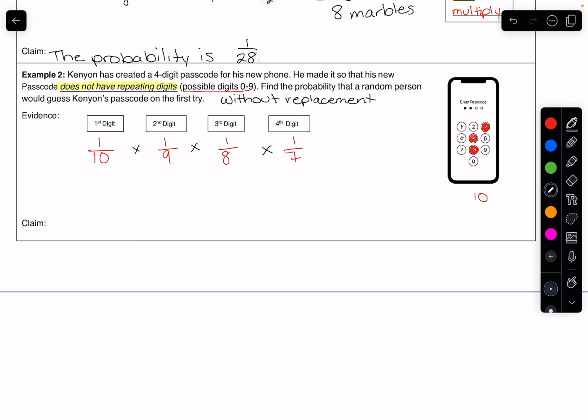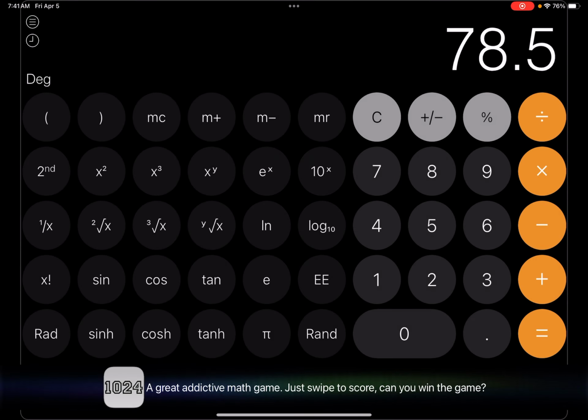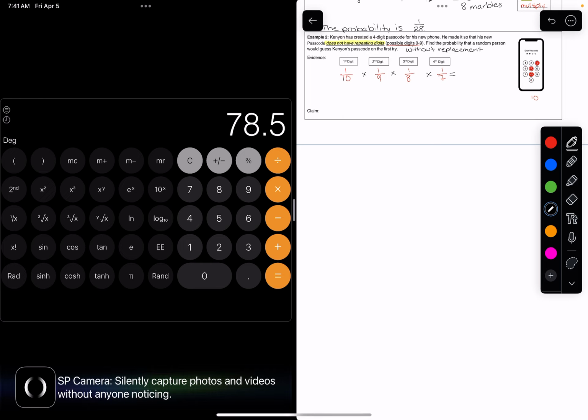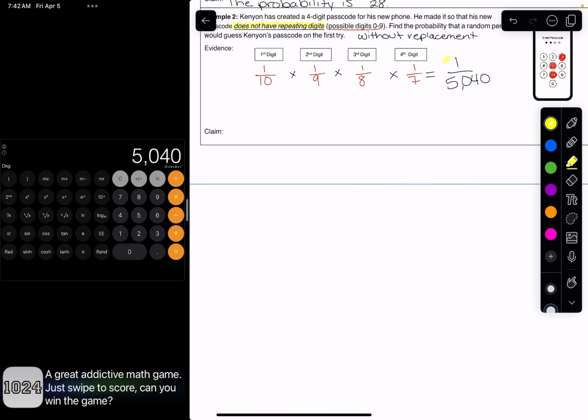Multiplying this all together, let's see my calculator right here. 1 times 1 times 1 times 1 is 1 over, and then 10 times 9 times 8 times 7. That's 5,040. So the random person guessing his passcode correctly on the first try is 1 out of 5,040. So that's what our claim is going to be.